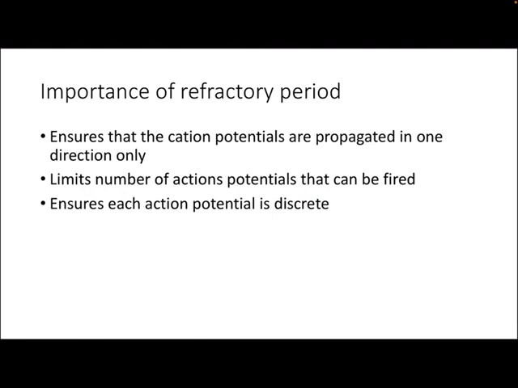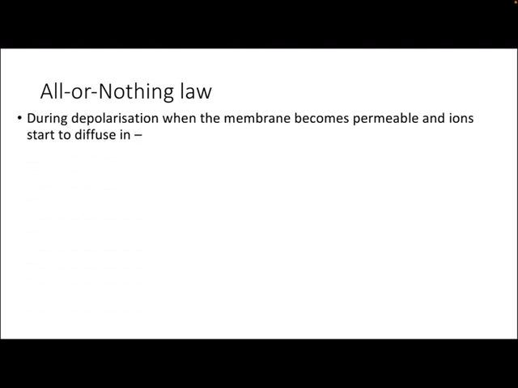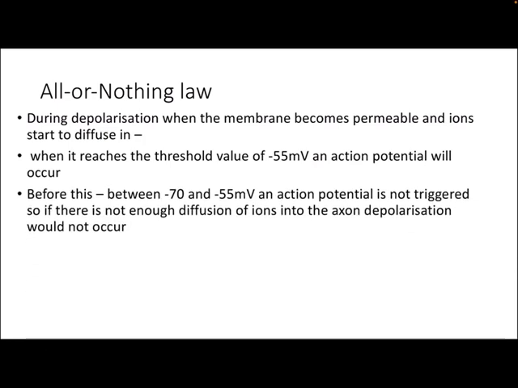It will limit the number of action potentials that can be fired, and it ensures that each action potential is discrete. There is the all or nothing law, which is linked to this threshold value. So during depolarization, when the membrane becomes permeable, ions start to move in. When it reaches the threshold value of minus 55 millivolts, then depolarization and an action potential occurs. Before this, between minus 70 and minus 55 millivolts, an action potential will not be triggered.